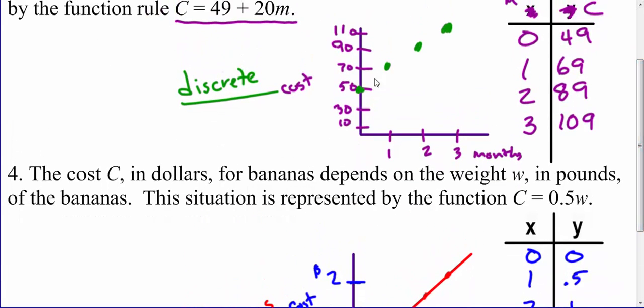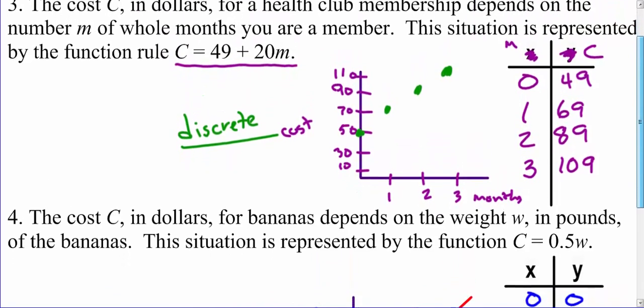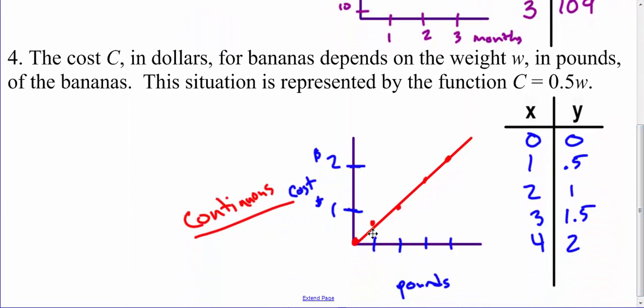You can't do a half a month at the health club membership. Whereas you could definitely do half a pound of bananas. And looking at this now, I've realized I failed to label my x-axis. I put the label, I guess, but not the values. There it is. All right.